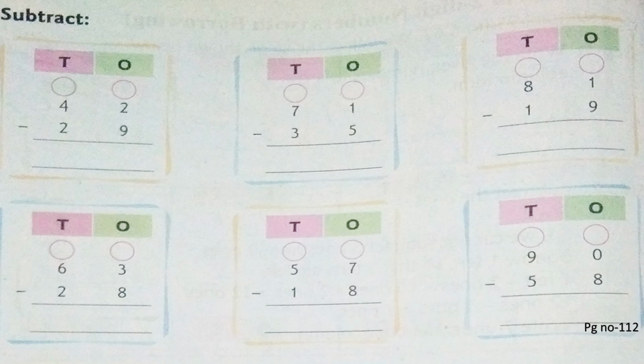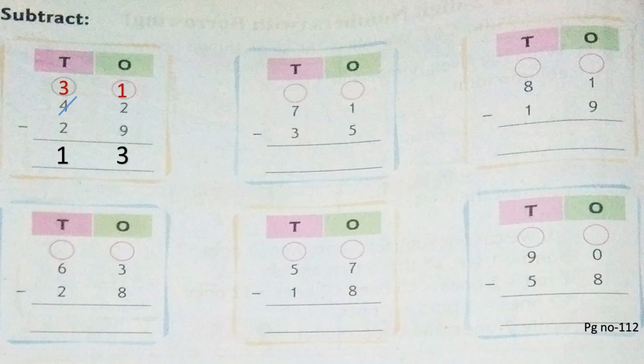Okay, so let's start. Here in ones place we see 2 and 9. Here 2 is the smaller number and 9 is the greater number, so we have to carry 10. So let's carry 10. Now we see 1 and 2 in ones place, which is 12, and 4 is going to be 3 now. 12 minus 9 is 3 and 3 minus 2 will be 1.